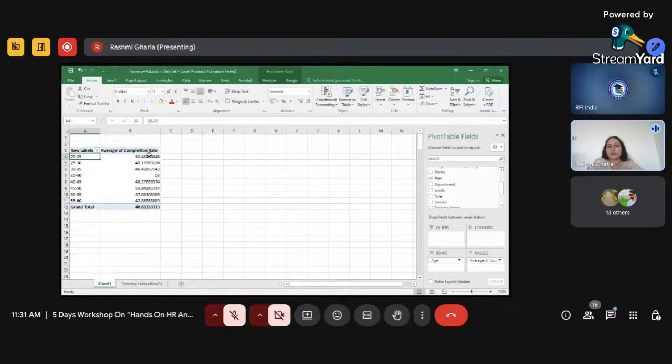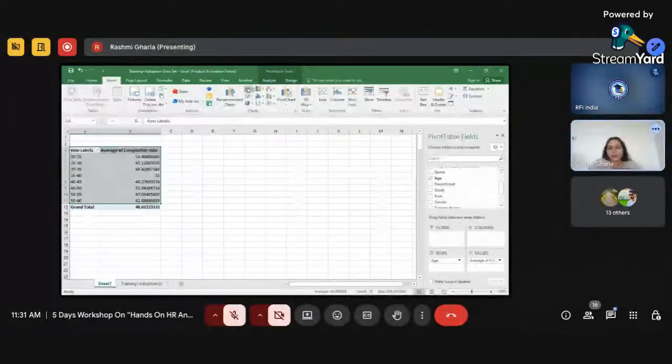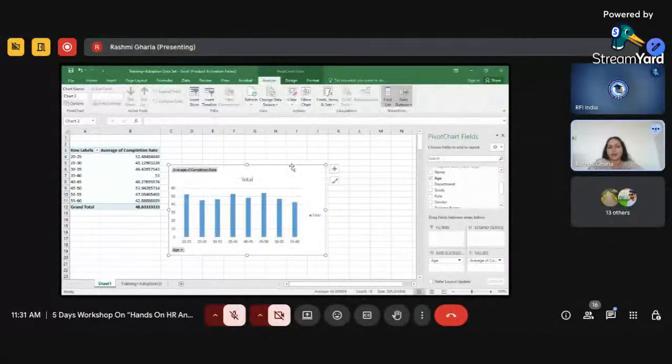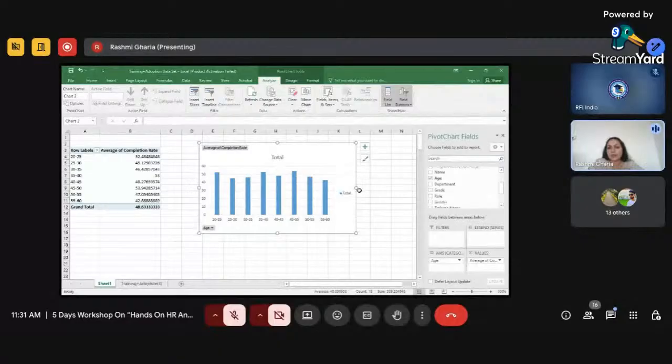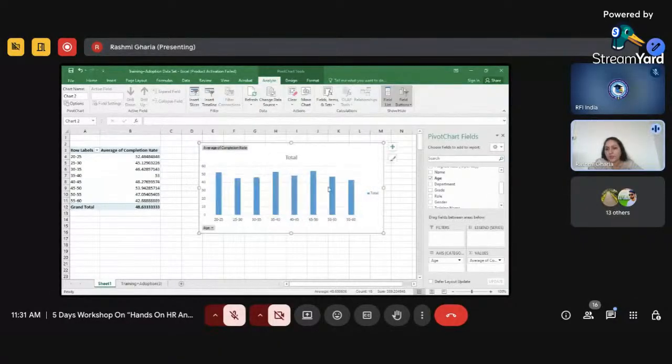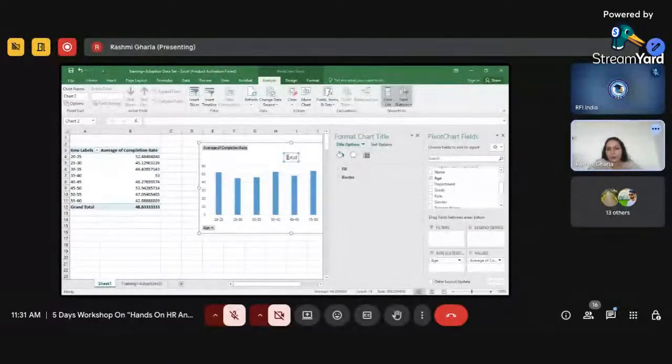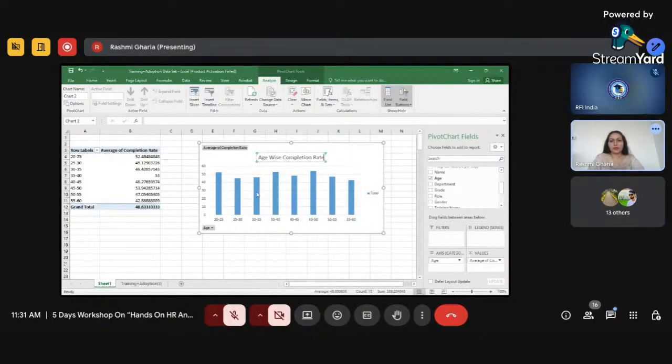This is the average completion rate, right? So I've selected this, then go to insert, select bar chart, click on it. This chart is related to the age-wise completion rate. Then select this chart and add data labels.